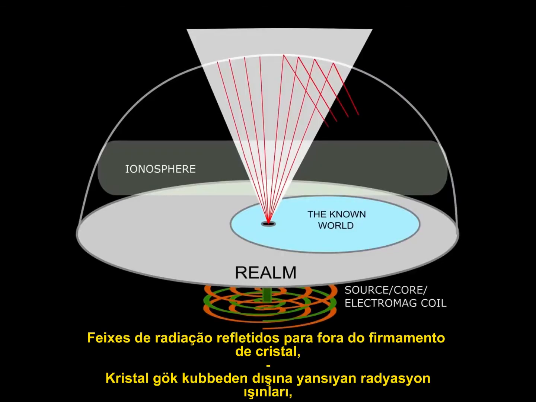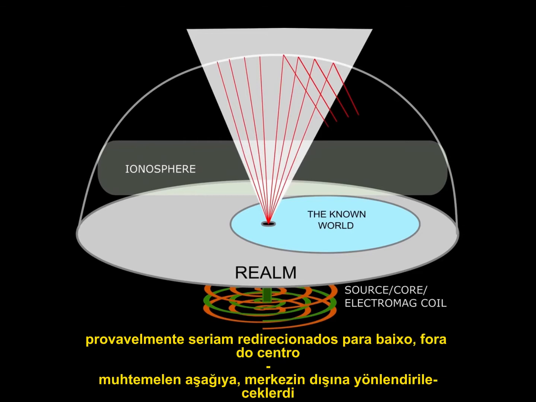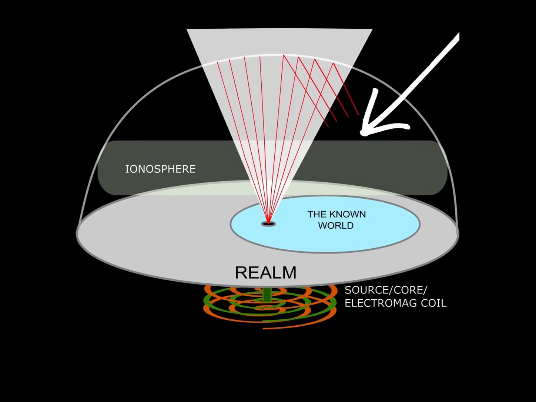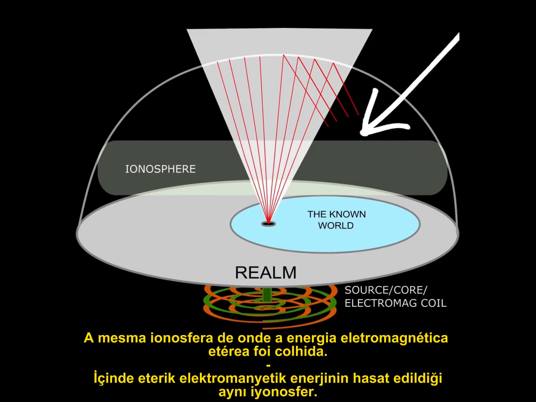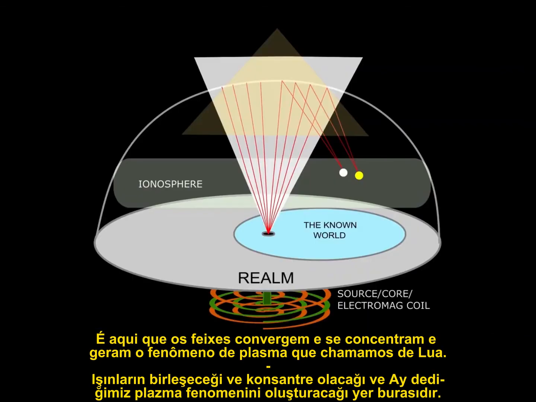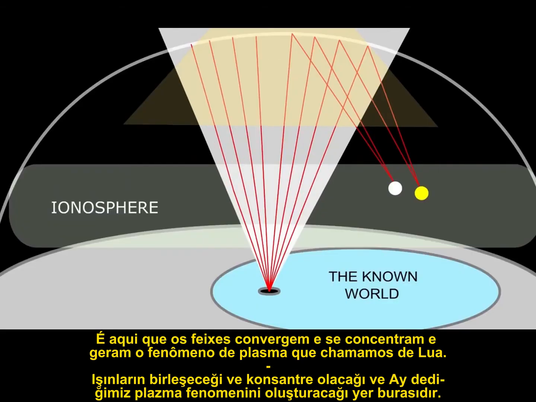Radiation beams reflected off of the crystal firmament would likely be redirected down, off-center, and into the ionosphere above our heads. The same ionosphere in which the ethereal electromagnetic energy was harvested from. It is here that the beams will converge and concentrate and generate the plasma phenomenon we call the moon.